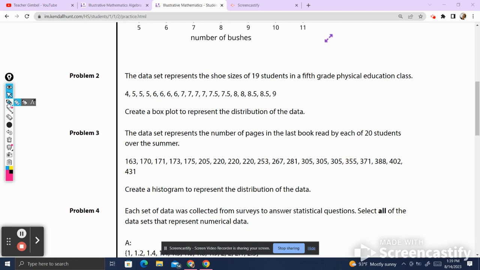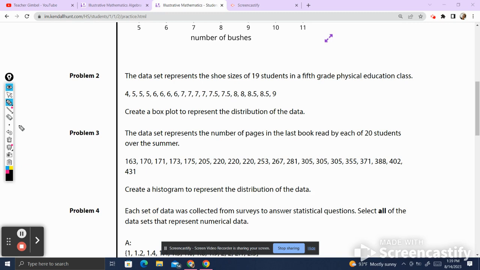Problem 2. The data set represents the shoe size of 19 students in a 5th grade physical education class. This is our data over here. Create a box plot to represent the distribution of the data. So we need to know what a box plot is. A box plot is a visual way to look at a spread of data.